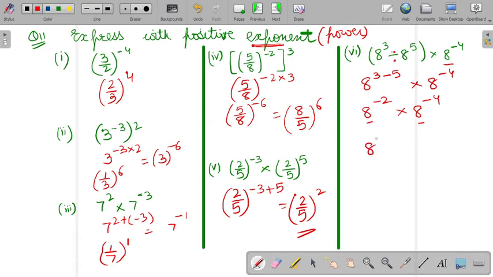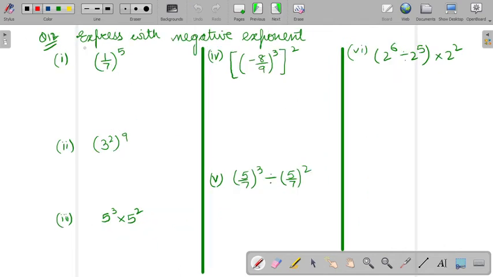So what will you do? You will add the powers. So it will be 8 power minus 2 minus 4 and it will become 8 power minus 6. Now change it in positive exponent. So it will be 1 by 8. The base you have to make it reciprocal. So 1 by 8 power 6 will be the answer.